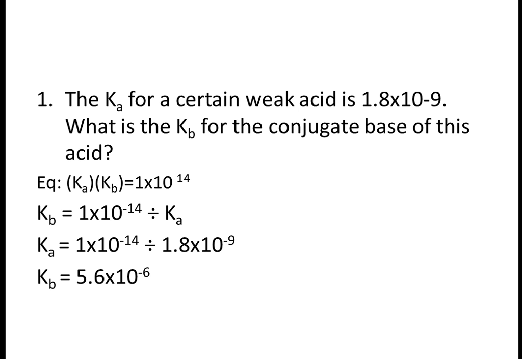So number one, what is the Kb for the conjugate base of this acid? So you want to use the equation Ka times Kb is equal to 1 times 10 to the negative 14, so you get Kb is equal to 1 times 10 to the negative 14 over Ka, which is 1.8 times 10 to the negative 9. And then, after putting it in the calculator, you get Kb equal to 5.6 times 10 to the negative 6.